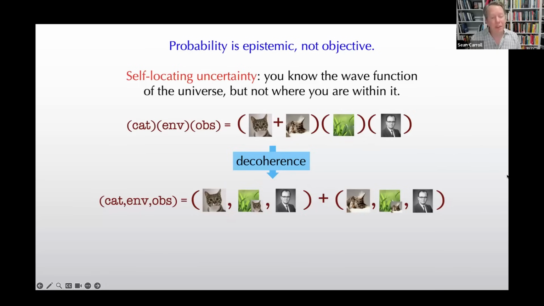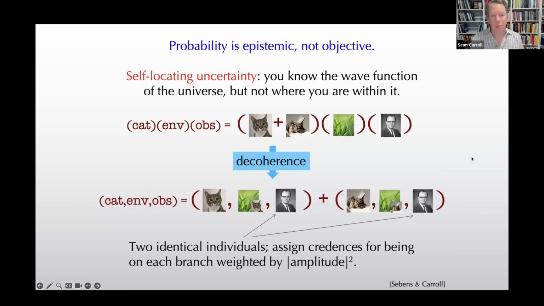But the two copies of the observer are identical on these two branches of the wave function. So how do they know which branch they're on? The answer is they have to accept that uncertainty and assign a credence to it. You can argue what credence they should assign, and the sensible, rational thing to do is to use the Born rule to assign credences. So there is an origin for probability, but it's fundamentally subjective rather than objective.